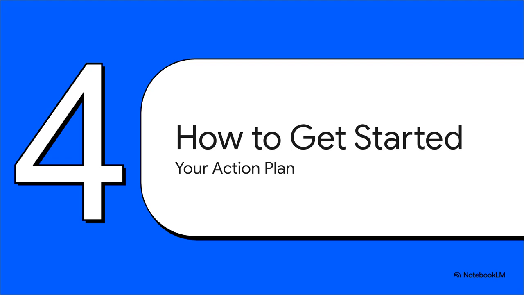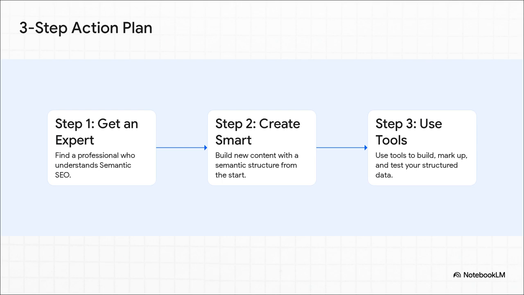Getting excited? Good. Let's switch gears now from the why to the how. I'm going to break down exactly what you need to do to get started. Okay, here's a super simple 3-step action plan. Step 1, you might want to find an expert who really gets this stuff, someone who specializes in what's called semantic SEO. Step 2, start making this part of your routine. From now on, any new content you create should be built with this structure in mind right from the get-go. And step 3, use the tools. There are some amazing and often free tools out there that can help you build, mark up, and test your data.